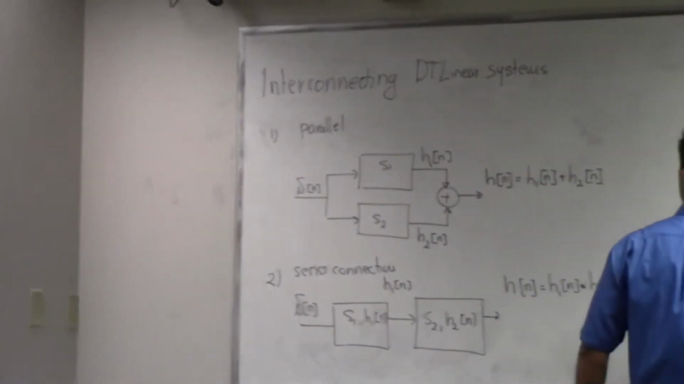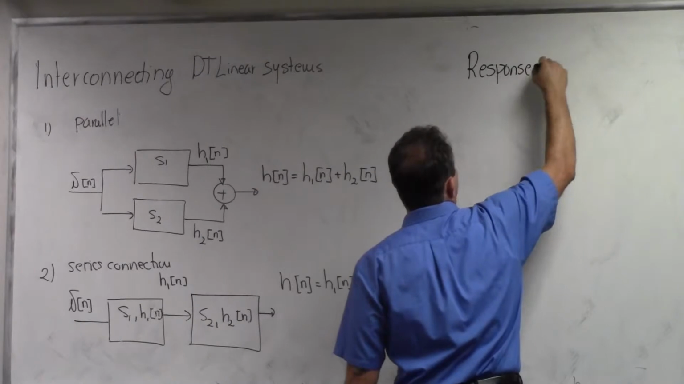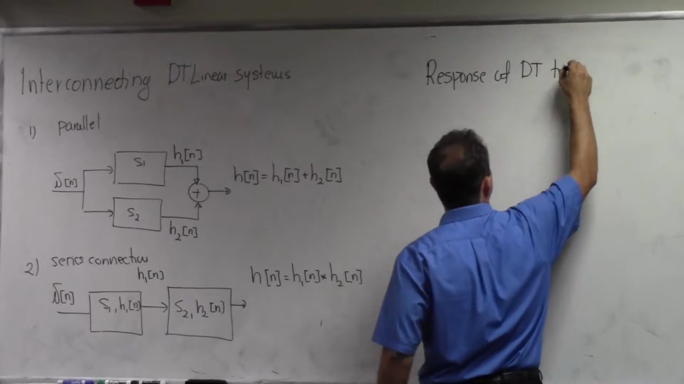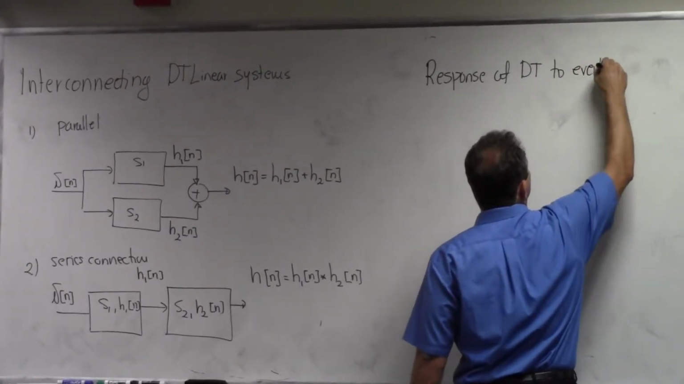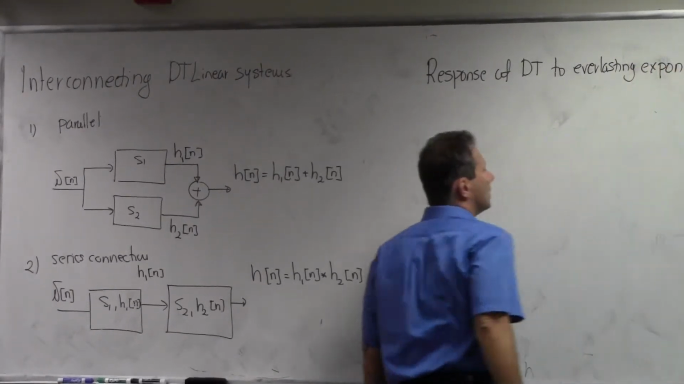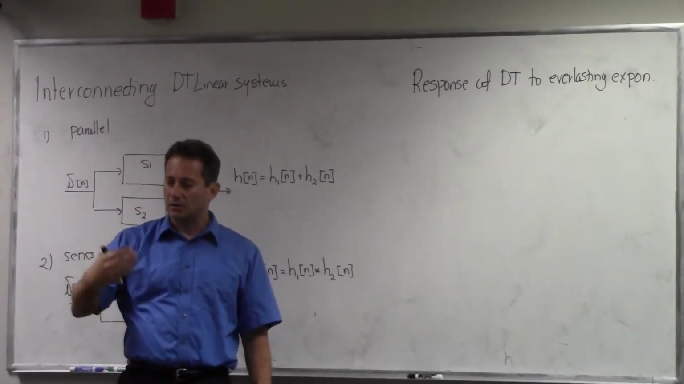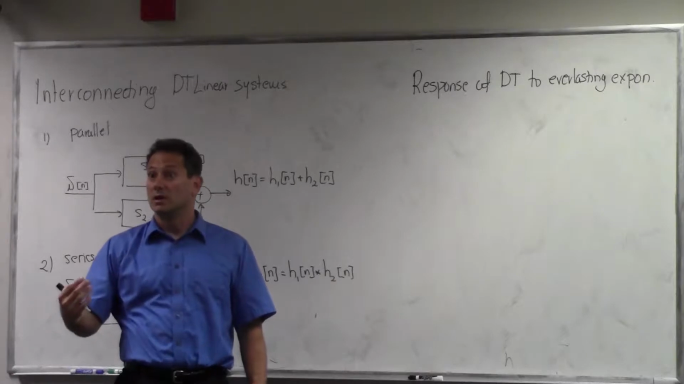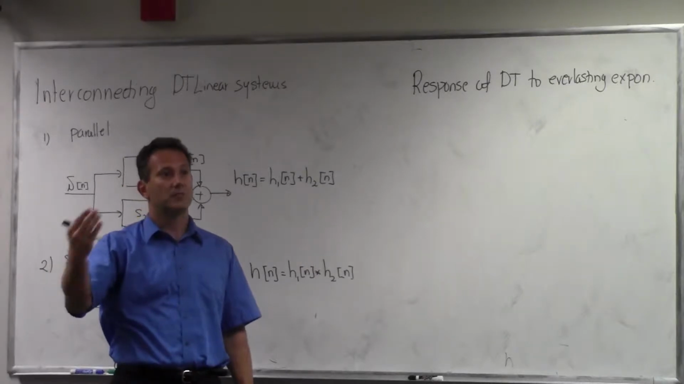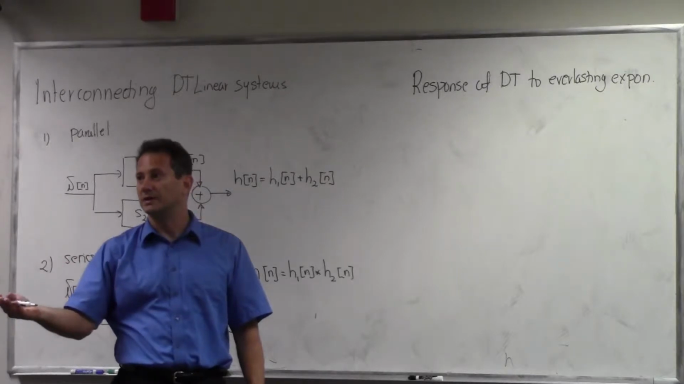So let's look at the third thing here, the response of a discrete time system to an everlasting exponential. Now we've seen that the everlasting exponential in the time domain has a special role in continuous time systems. It's kind of the function that when you feed it into the system, it comes back, just modified in amplitude and phase.